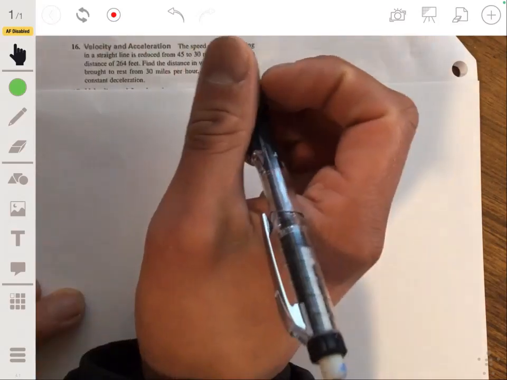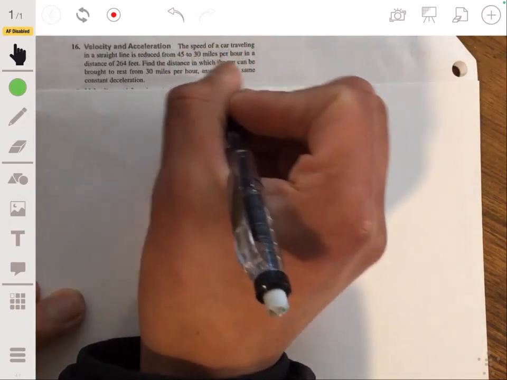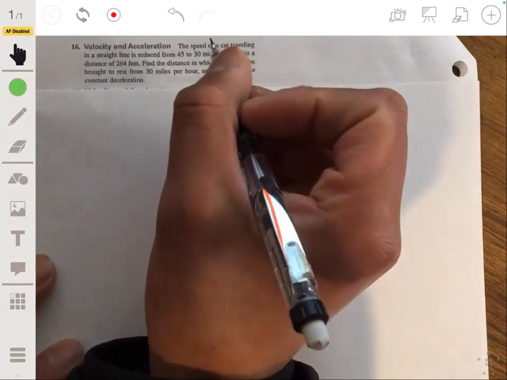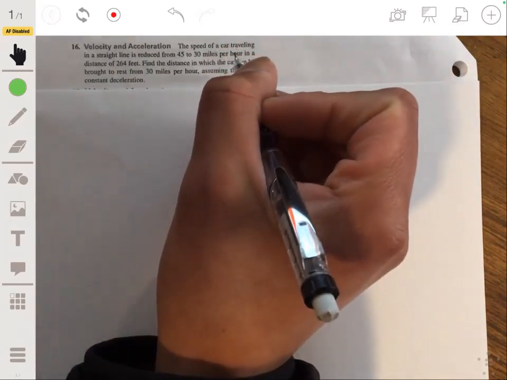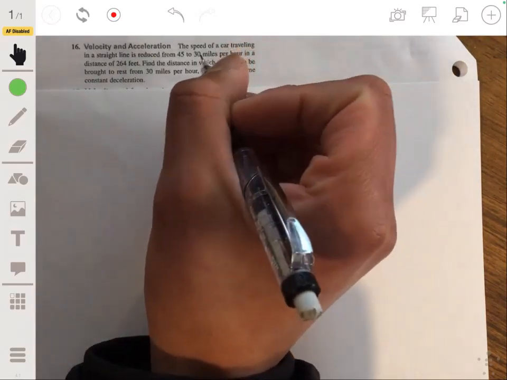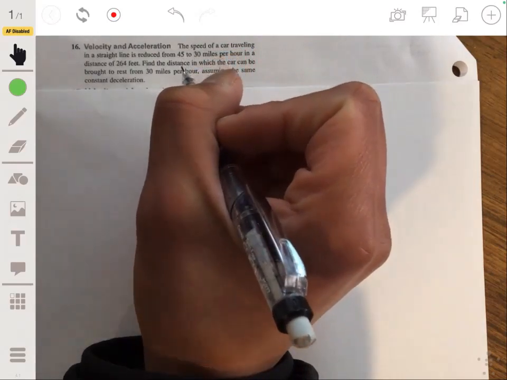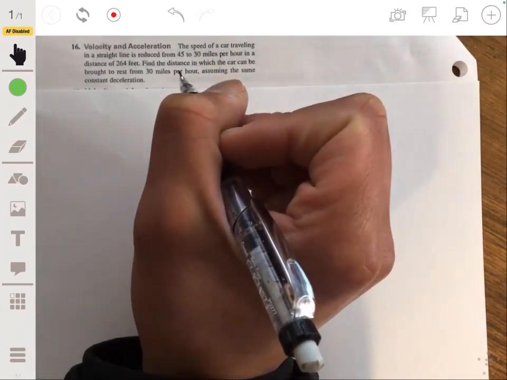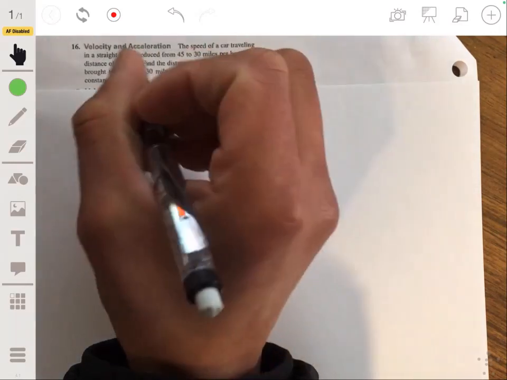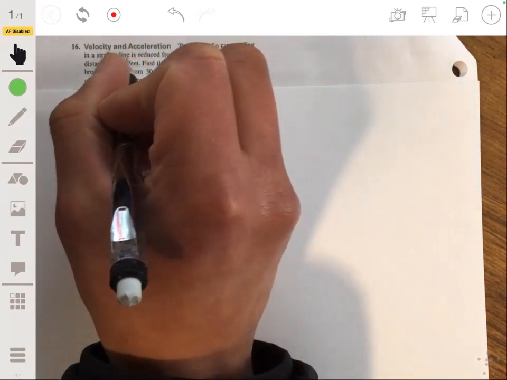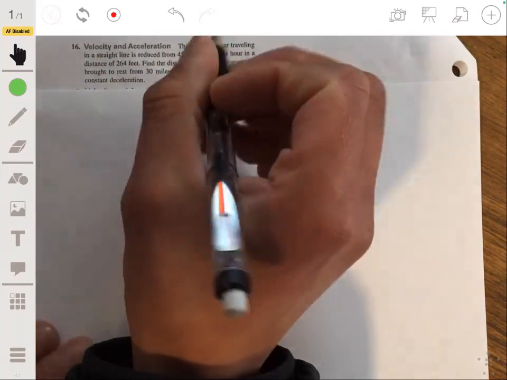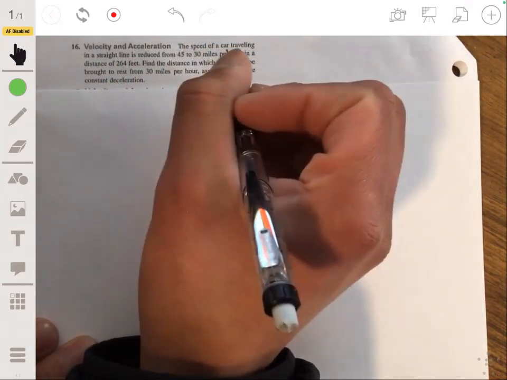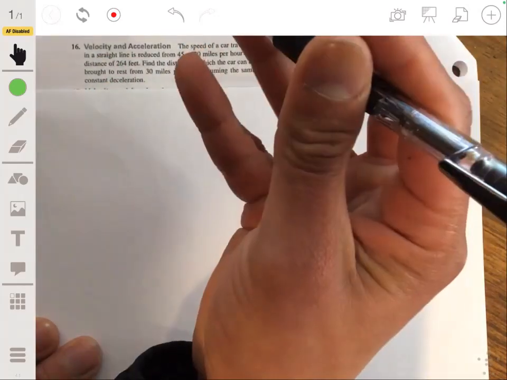Okay, so the first thing, let's just change our units into feet per second, because trust me, it's going to make the answer a lot easier to work with, because we're given a distance of 264 feet. So we're going to change 45 miles per hour and 30 miles per hour into feet per second.